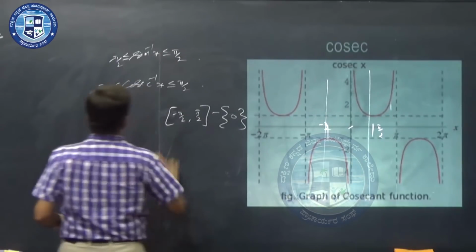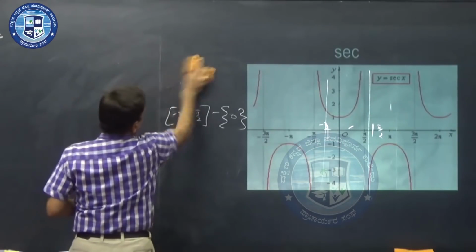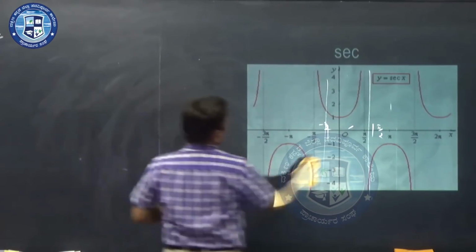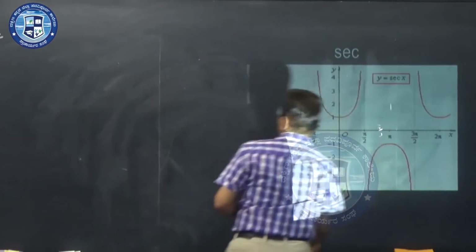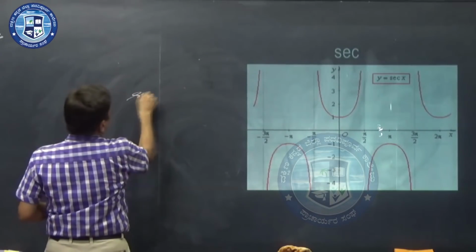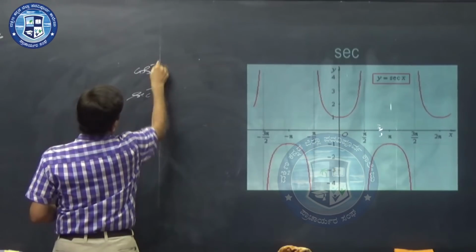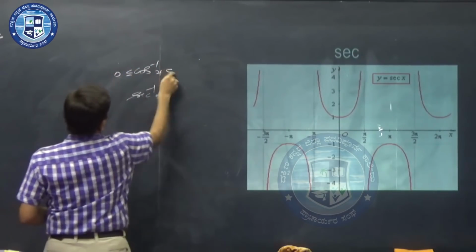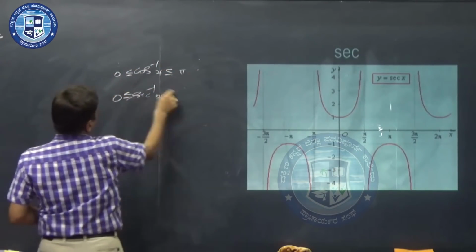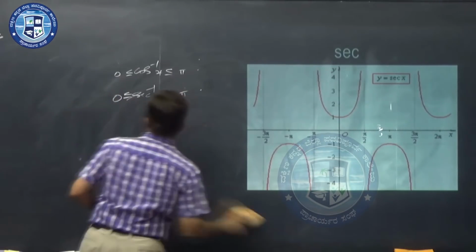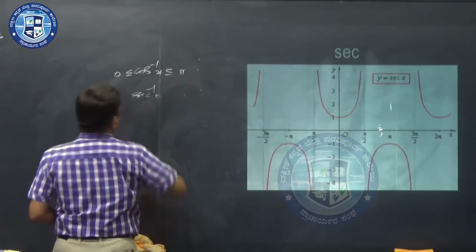Next, we will go for secant. Secant is also similar. Okay, secant inverse, how are you going to try? See, you know, cos inverse varies between 0 to pi. That is why we assume that secant inverse varies between 0 to pi. But the assumption should not be like this. You must go for actual analysis.